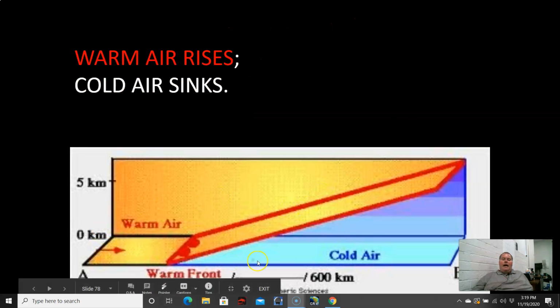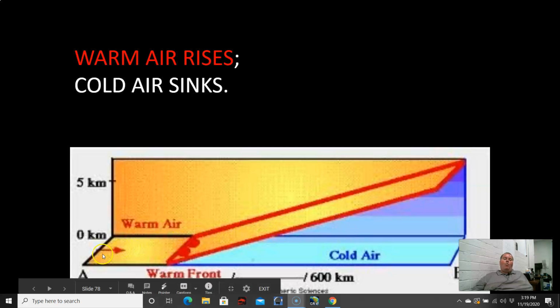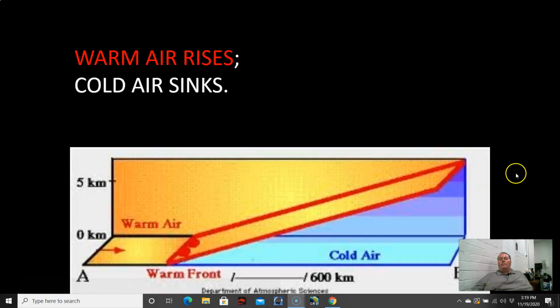Here's a good diagram of that. You'll have a wedge of cold air, and here in western North Carolina we have what we call cold air wedge events, where you have dense cold air just to the east of the Appalachians, and then warm air is trying to ride over it. That's essentially how a warm front mechanism works. It's warm air trying to rise and go over the cold, dense air.